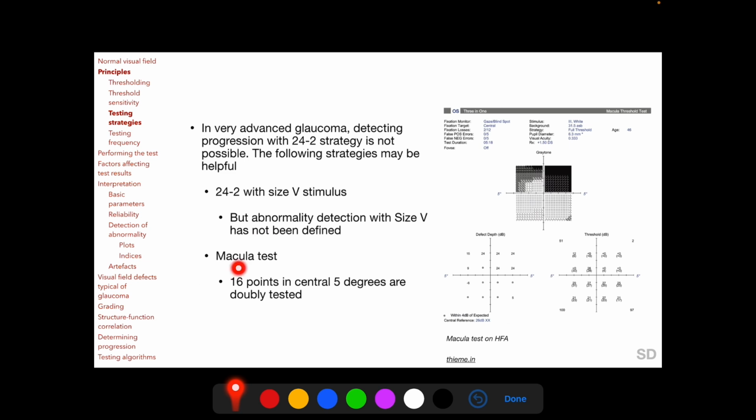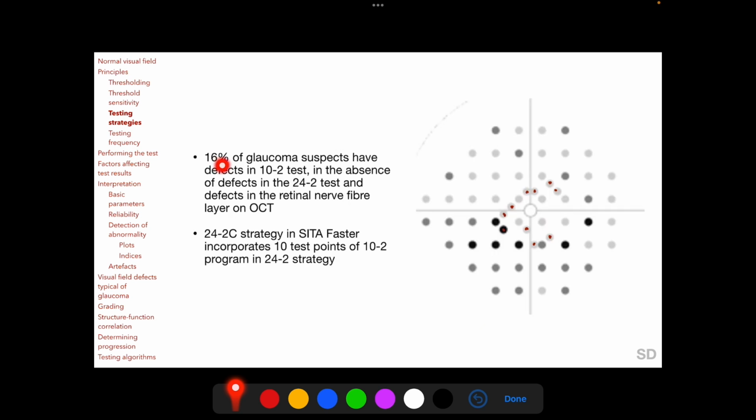Or we can use the macular test strategy as shown here in this photograph, and in the macular test 16 points in the central 5 degrees, as shown in this plot, are tested twice. It has been found that 16% of glaucoma suspects have defects in the 10-2 testing strategy in the absence of either defects in the 24-2 testing strategy or defects in the retinal nerve fiber layer on OCT testing.